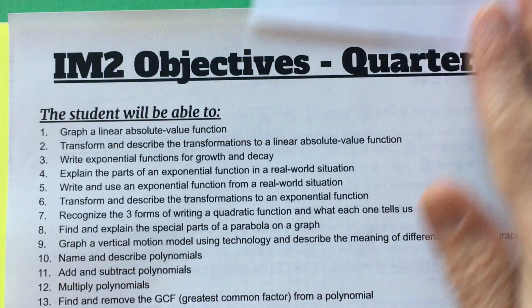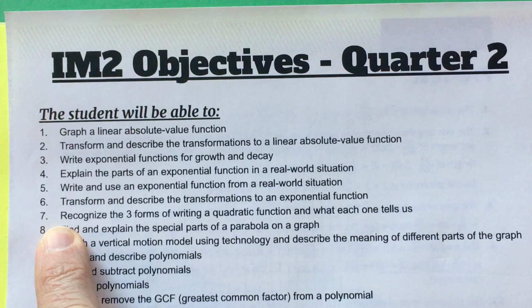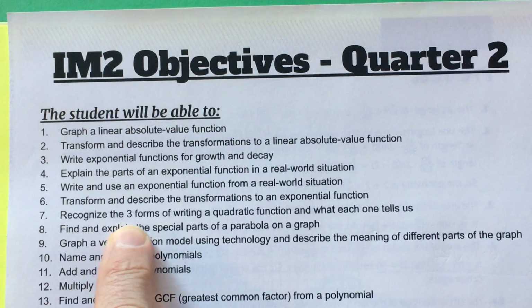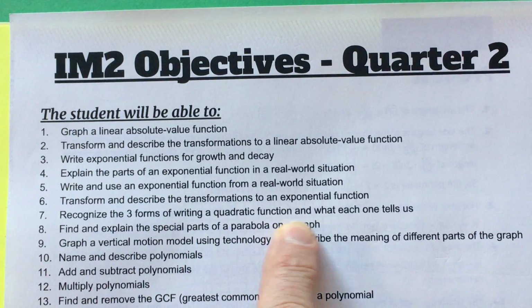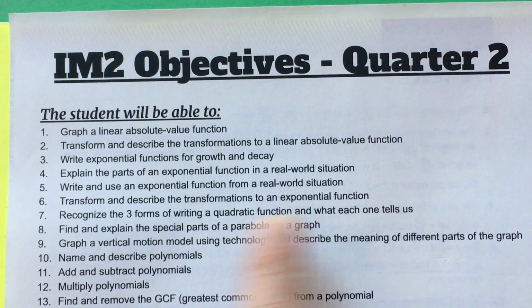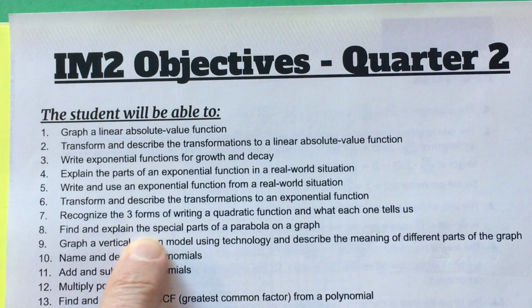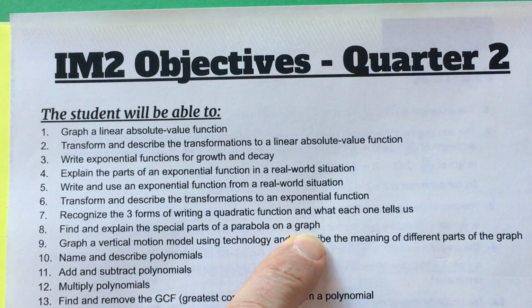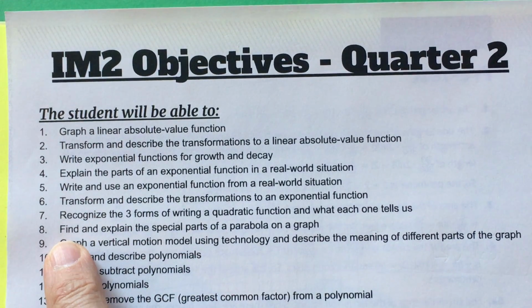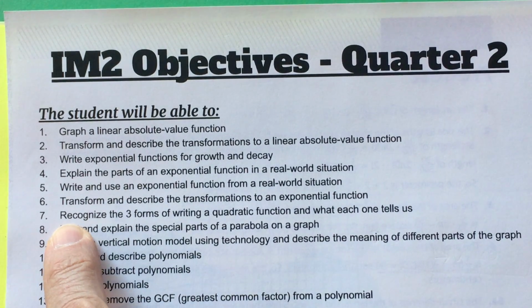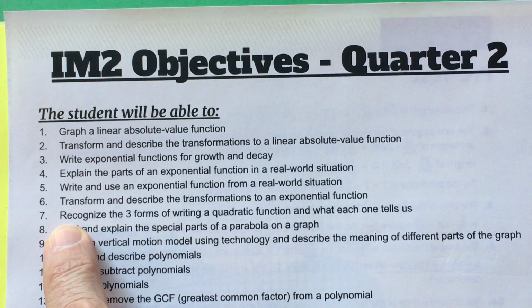Today's topics are number 7, recognize the three forms of writing a quadratic function and what each one tells us, and number 8, find and explain the special parts of a parabola on a graph. We're going to do number 8 first, and as for number 7, we're only going to do vertex form.